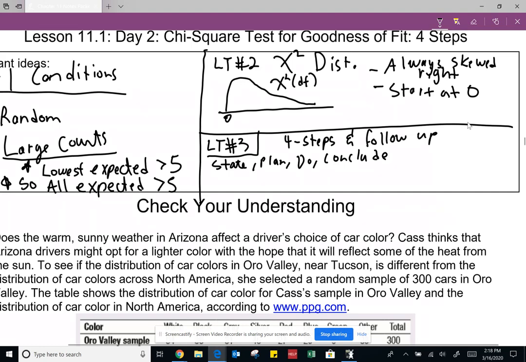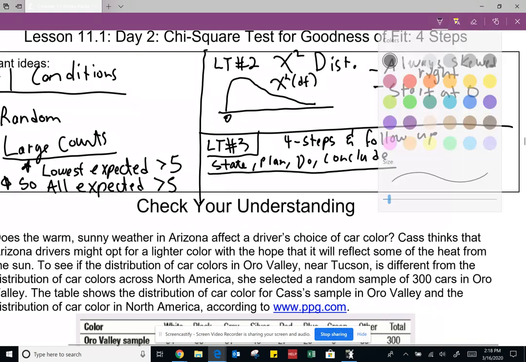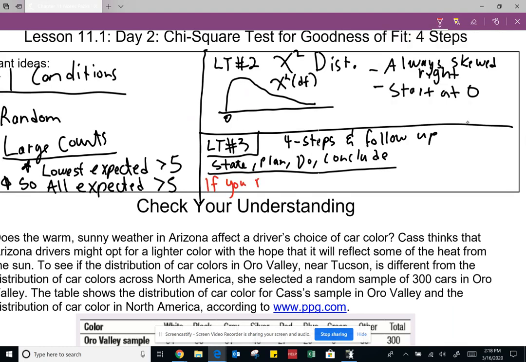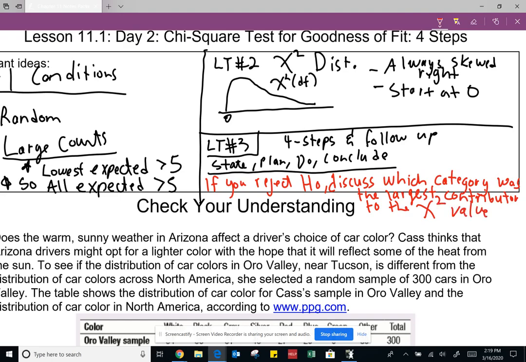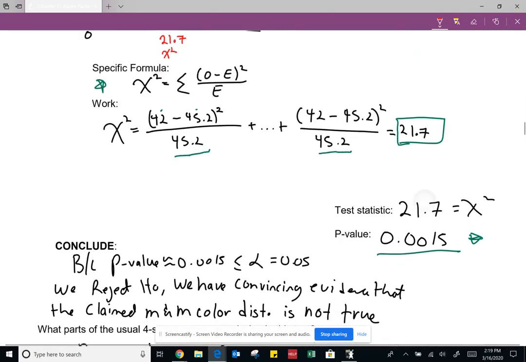If you ever end up with a significant result, or I'll say it as, if you reject your Ho, it's also good to follow up with discussing which value was the largest contributor to the chi-squared. So discuss or just mention which category was the largest contributor to the chi-square value. And that's what we did right here, kind of at the very end. I really should do it right here.